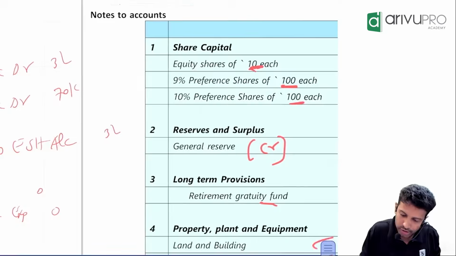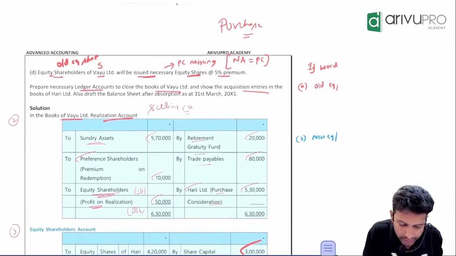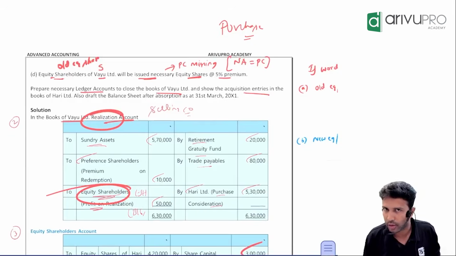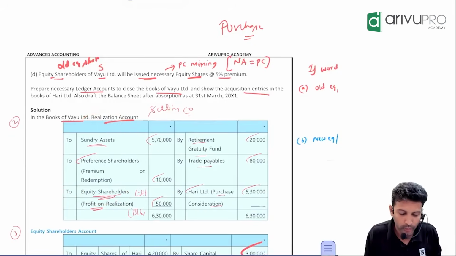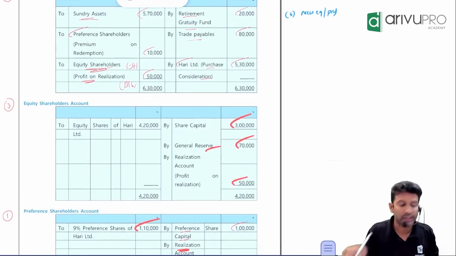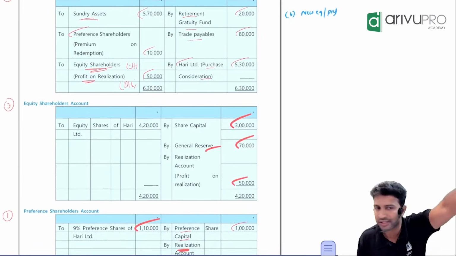Realization profit or loss. Check your realization account. What did you write here? Realization account debit to equity shareholders account. So in your equity shareholders account, what will you post it as? By realization account 50,000. Yes, sir. Same entry. Fourth one is done.